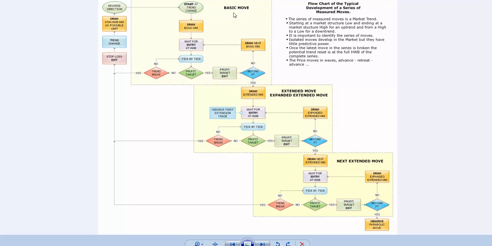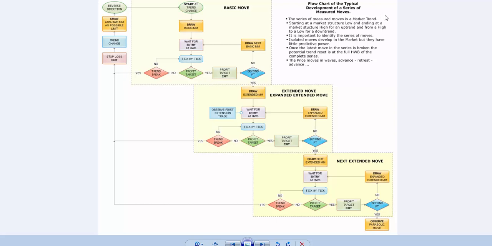It's very important here to note that we have the basic move, we have the extension, we have the expanded extension. And it's also important to note that you can start out from any moment, any part of this flow chart. And as long as you know where you are in the chart and price, you can set your expectations and know what your next opportunity will be.